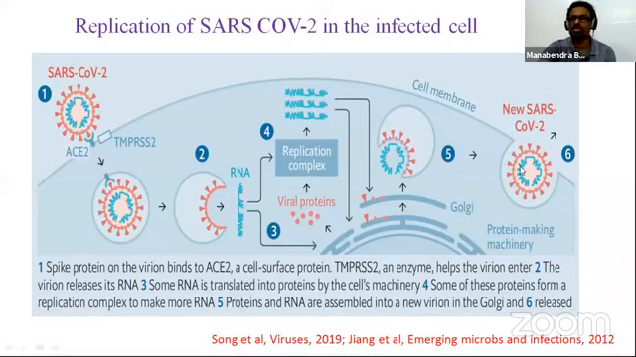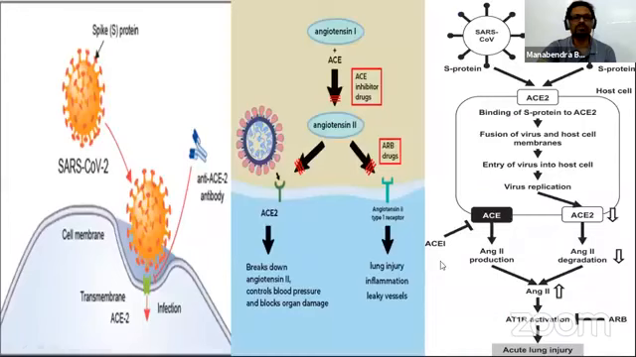This is actually the pathological mechanism of gaining entry into different types of cells. And a very important thing is that ACE2 is the receptor site, and we also have ACE. Normally we know that ACE mediates angiotensin 2 production. And through angiotensin 2, it causes AT1 receptor activation, which actually causes acute lung injury and injury to the other systems. And the ACE2-mediated pathway causes degradation of angiotensin 2.